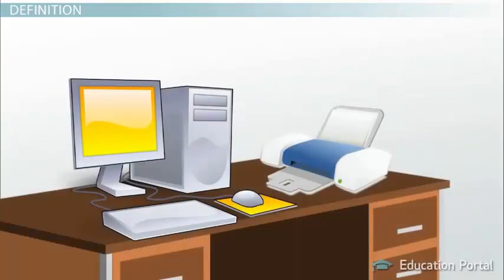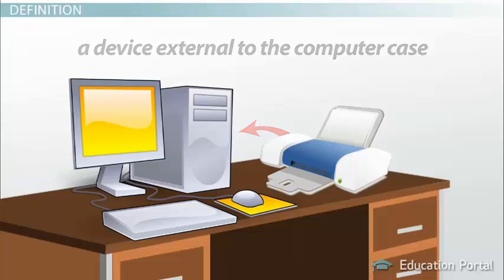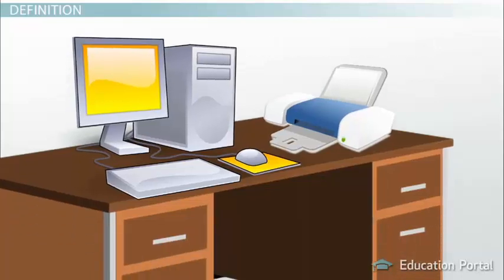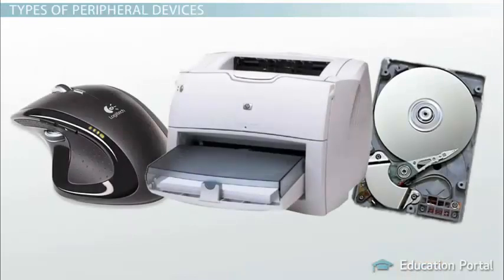Most people use the term peripheral more loosely to refer to a device external to the computer case. You connect the device to the computer to expand functionality to the system. For example, consider a printer. Once the printer is connected to a computer, you can print out documents. Looking at it another way, peripheral devices, as the name says, are dependent on the computer system. For example, most printers can't do much on their own, and they only become functional when connected to a computer system.